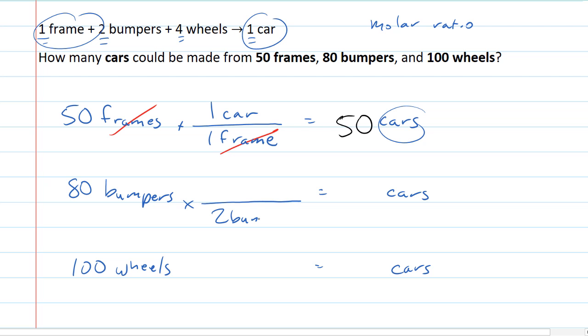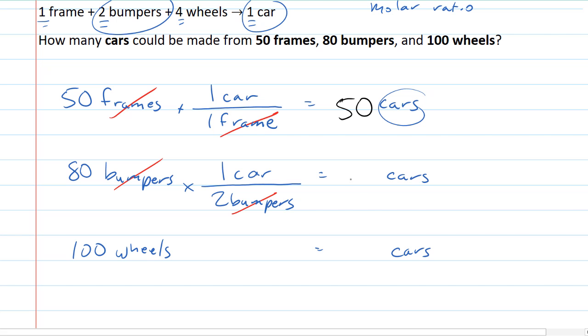2 bumpers. And on the top we'd put in 1 car. And that's because as you look at these coefficients, we'd see that the ratio here is 2 to 1. So again, the units wind up canceling out. And if we calculate this out, we wind up with 40 cars.